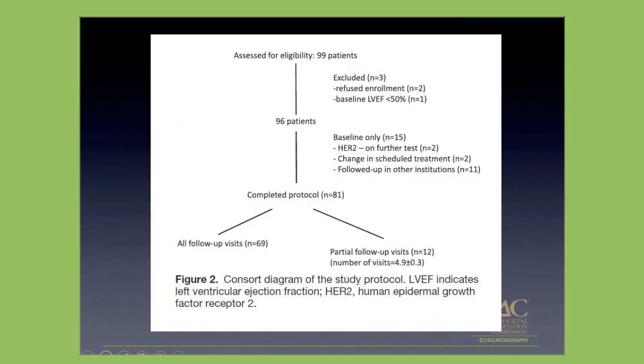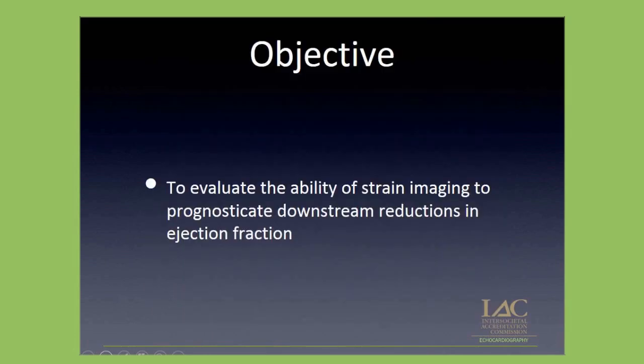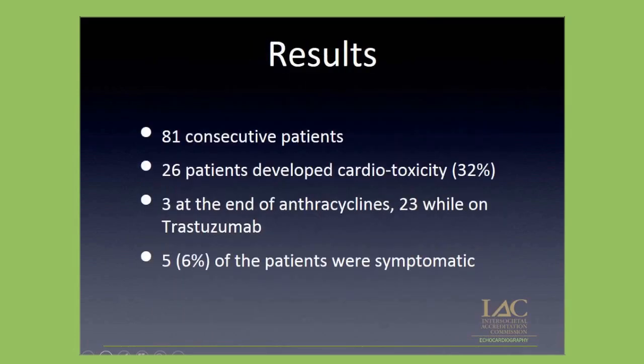What we did is we evaluated 81 patients. From these 81, 26 developed cardiotoxicity, and remember that by that time we had not published the expert consensus, so we were still talking about cardiotoxicity. Three did it at the end of anthracyclines, and 23 did it while on trastuzumab. For the people that are not familiar with these medications, these are conventional medications for the treatment of breast cancer.